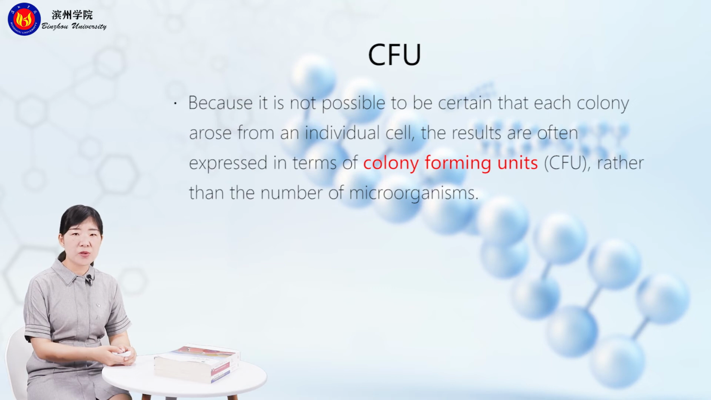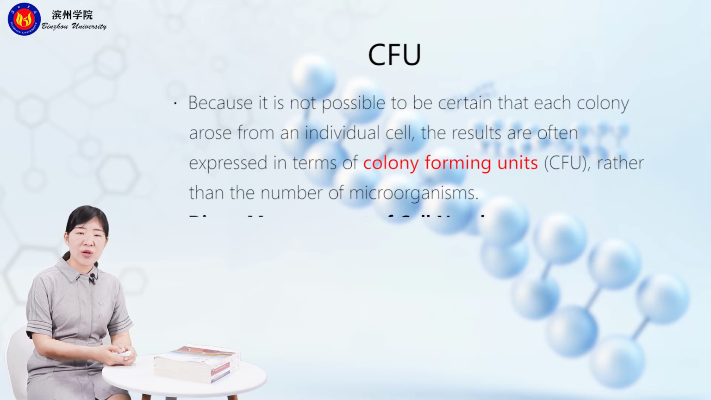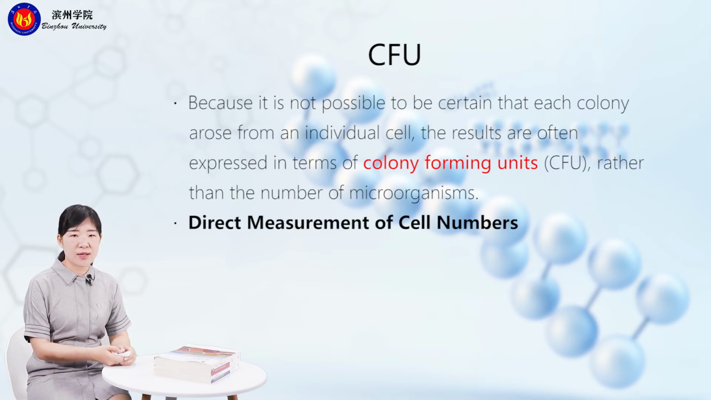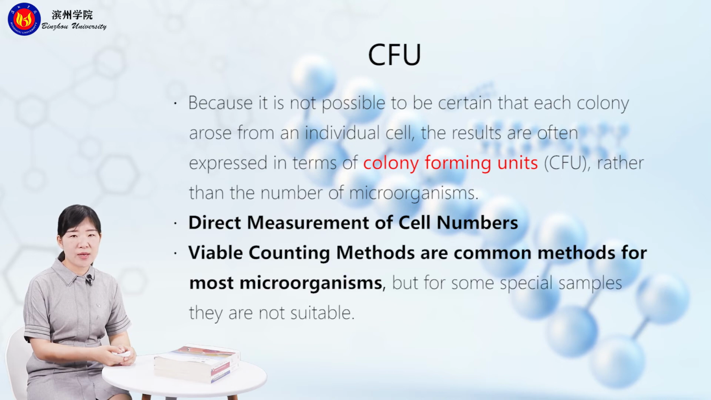Because it is not possible to be certain that each colony arose from an individual cell, the results are often expressed in terms of colony-forming units, CFU for short, rather than the number of microorganisms. Direct measurement of cell numbers and viable counting methods are common methods for most microorganisms, but for some special samples, they are not suitable.